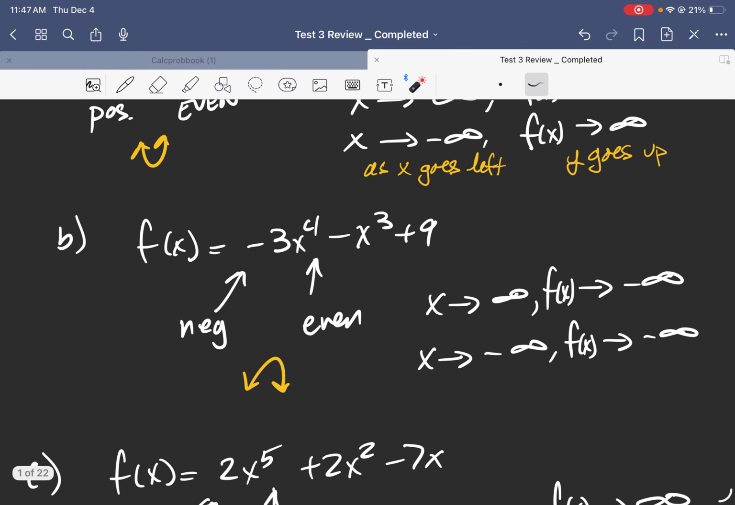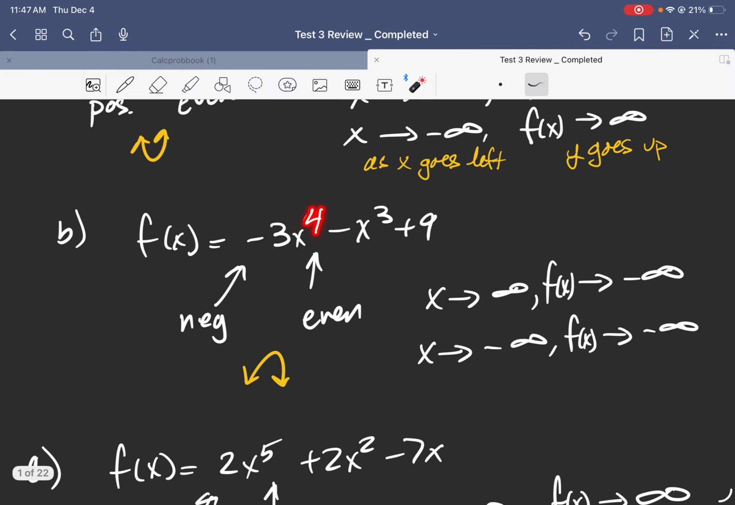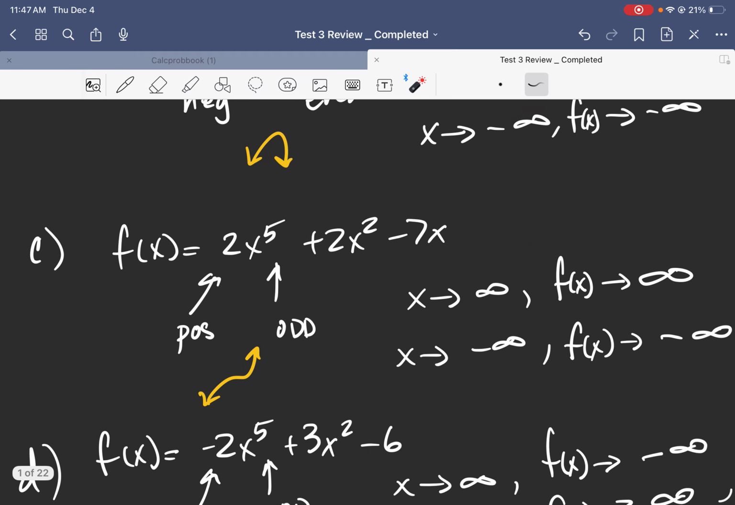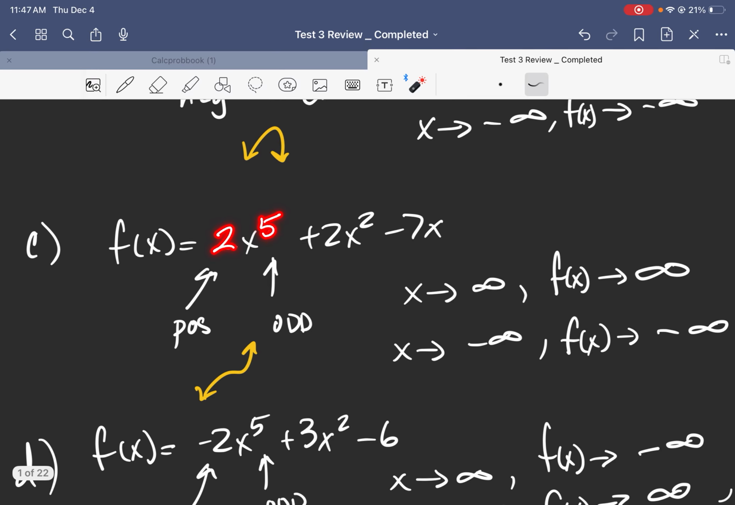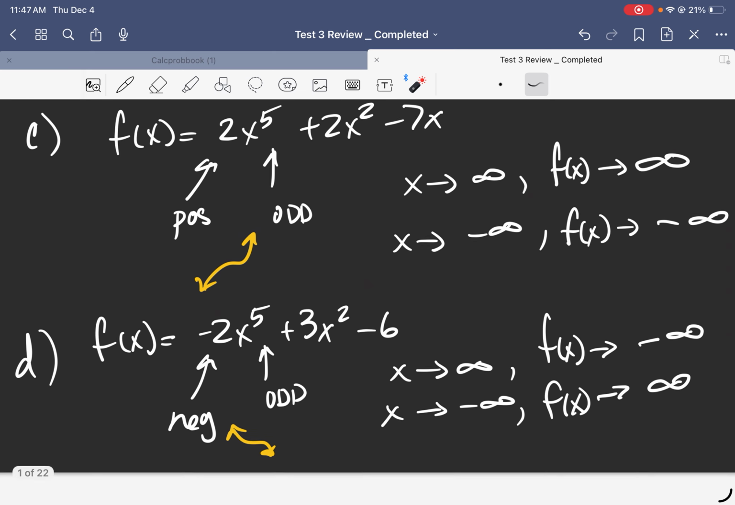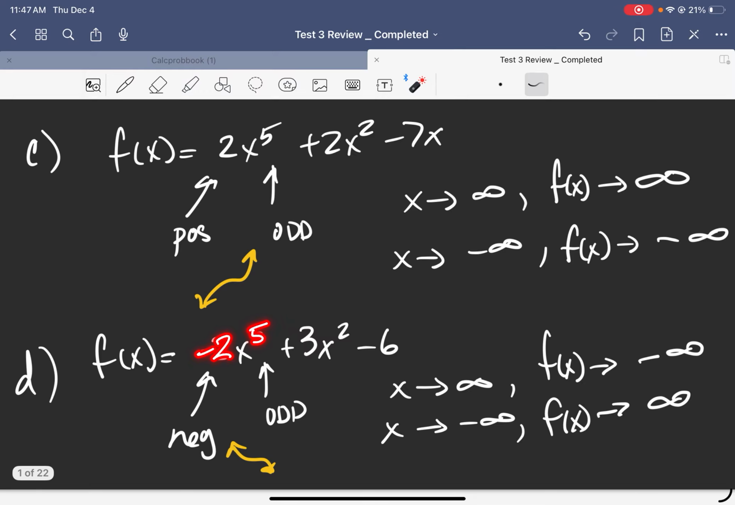Other things we see on here, since this is even degree and negative, it goes down, down. So it would look like this. Since it's odd and positive, it goes down, up. So it looks like this. Since this one is odd and negative, it looks like this because it goes up, down.